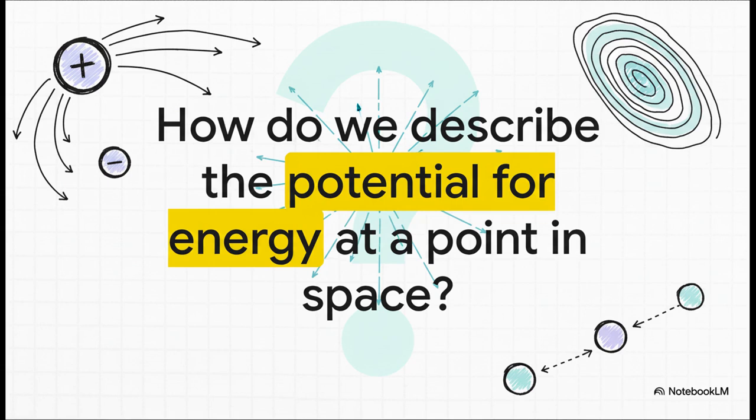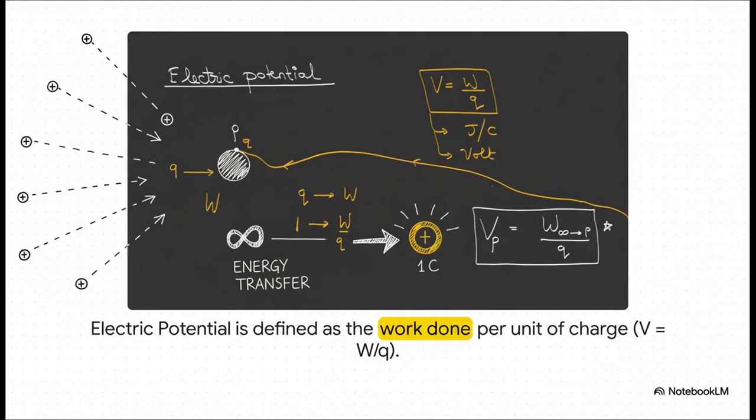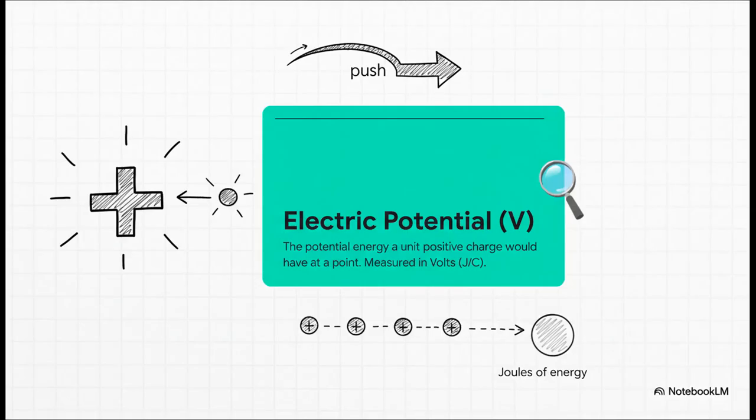How can we map out the energy landscape that a source charge creates even before we drop another charge into it? And here it is, the elegant solution. Electric potential, which we call V, is just the work done per unit of charge. And a coulomb is just our standard unit for measuring charge, kind of like a kilogram for mass. So what we're really asking is, how much work would it cost to bring one standard-sized positive charge to this exact spot? So from now on, when you hear someone say 1 volt, what you should really hear is 1 joule of energy per 1 coulomb of charge.